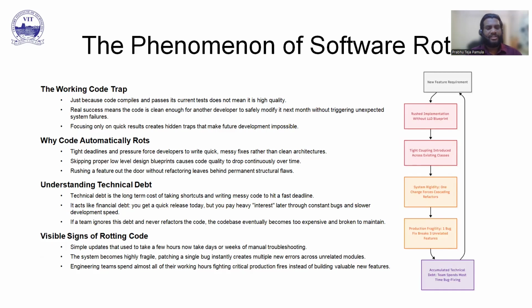Visible signs of rotting code. Simple updates that used to take a few hours now take days or weeks of manual troubleshooting. The system becomes highly fragile. Patching a single bug instantly creates multiple new errors across unrelated modules. Engineering teams spend almost all of their working hours fighting critical production fires instead of building valuable new features.